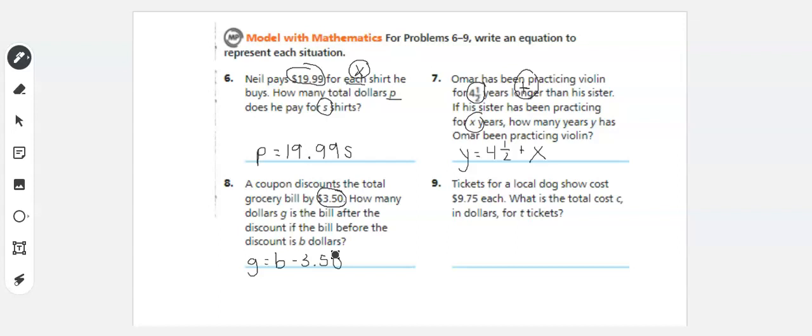And number 9, it's the last one on this slide, not the last one altogether yet though. So total cost, we have C equals, so let's start with that. Tickets for a local dog show cost $9.75 each. Remember the word each is multiplication. And we have C and T. So each ticket is $9.75. So we have $9.75 times T. And I'm just going to put it right next to it because a letter and a number next to each other means multiplication.